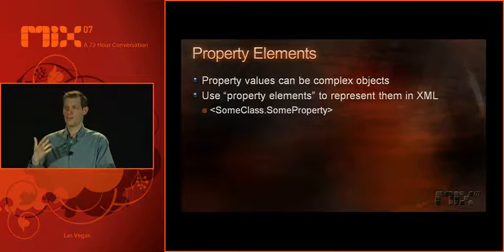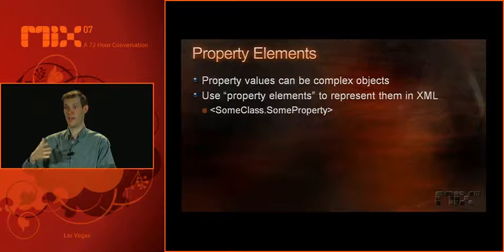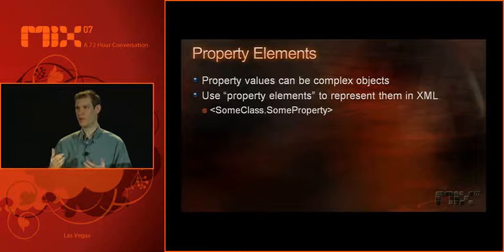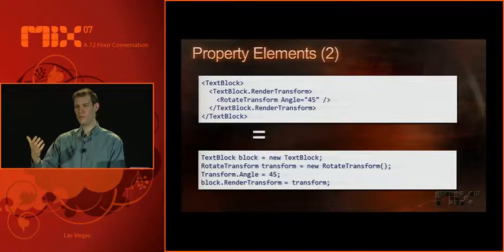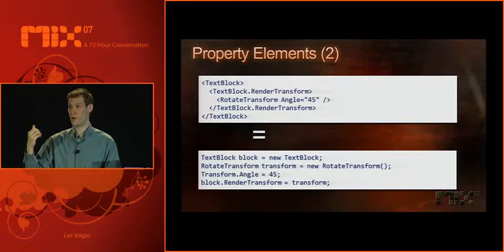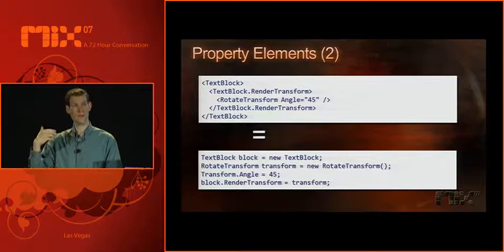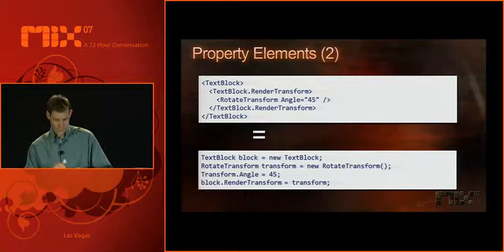By doing that angle bracket SomeClass.SomeProperty, you're saying, hey, I want to set this property using property element syntax. It's potentially a rich, structured object. I want to use that rich XML structure to express that object. And so all this is really saying is there's a text block. Text block has a property called render transform. I want to set it to this object called angle bracket rotate transform. And that code down there just does the equivalent.